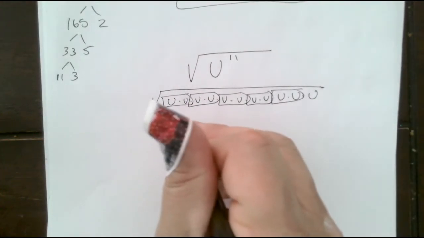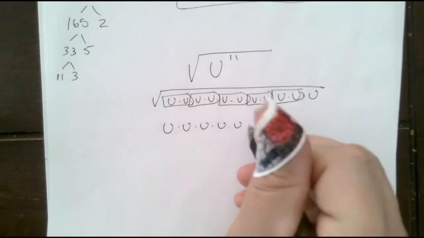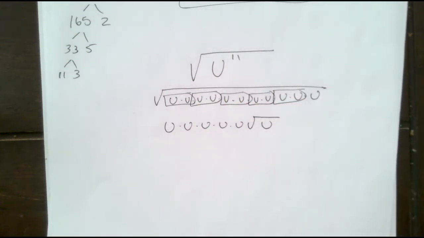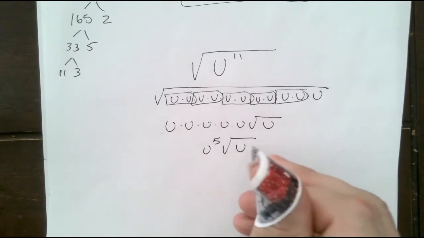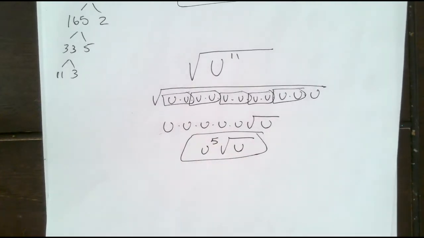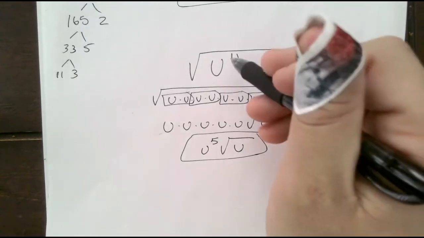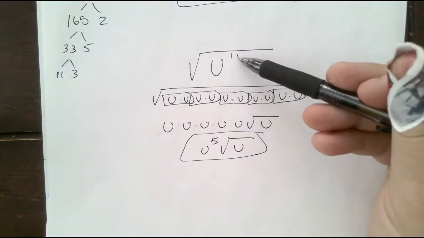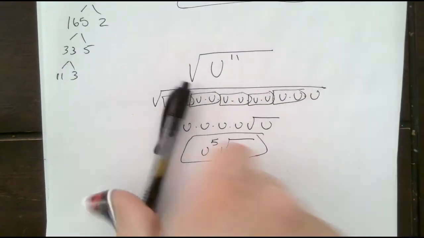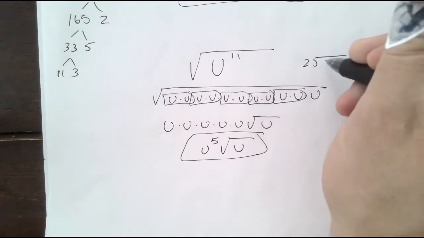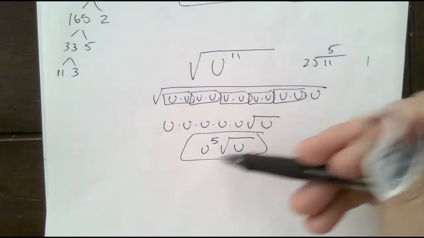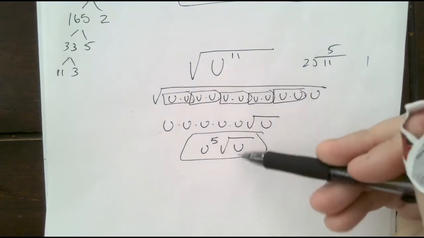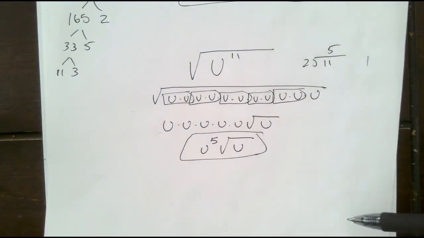So on the outside of this, we're going to have 5 u's with 1 u left over, which is written u to the 5th square root of u, and that would be our answer. Now the way we're going to shortcut this, if it's odd, we're going to go 2 and 2 goes into 11 5 times with 1 left over. So we're going to bring out 5 u's with 1 left over.